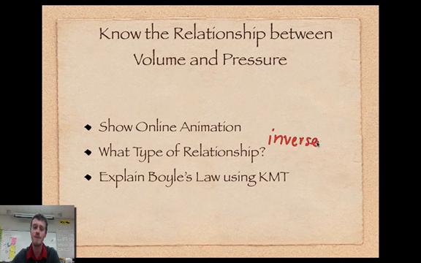Okay, so it's an inverse relationship, which means that if one of them goes up, so if my volume increases, the other's got to go down. So one increases, the other goes down. We're going to call that an inverse relationship. Likewise, as my volume decreases, my pressure is going to increase. So they're always going to go the opposite of each other when we're talking about Boyle's law and volume and pressure. So that's something that you need to be able to do.